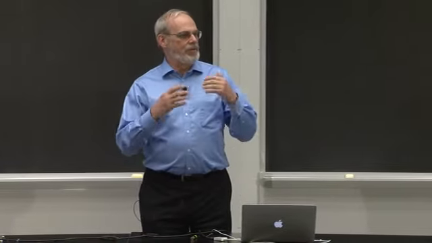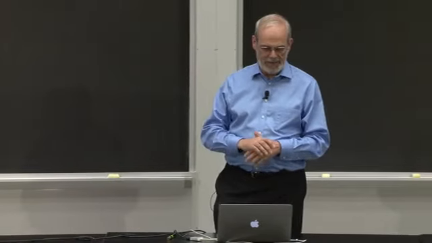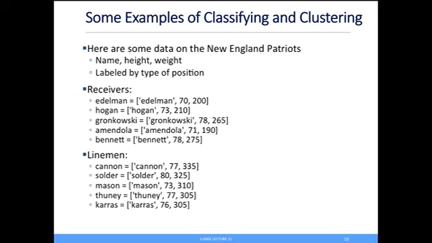What I'm going to do is show you basically the intuitions behind doing this learning. And I'm going to start with my New England Patriots example. So here are some data points about current Patriots players. I've got two kinds of positions: receivers and linemen. Each one's just labeled by the name, the height in inches, and the weight in pounds. Okay? Five of each.